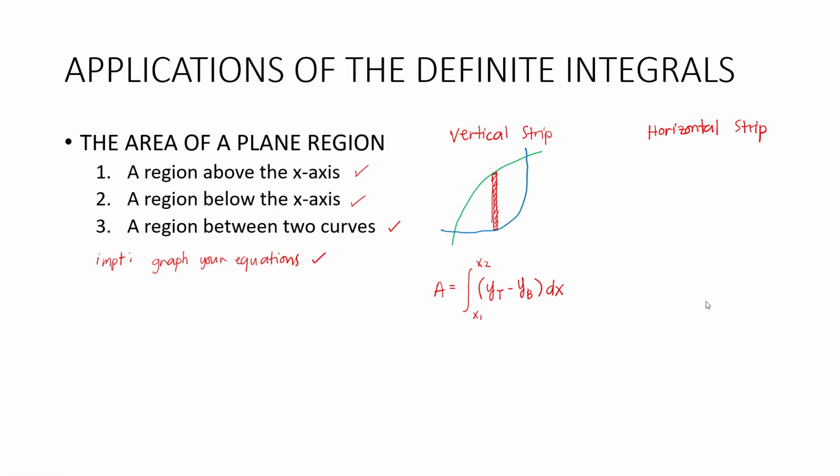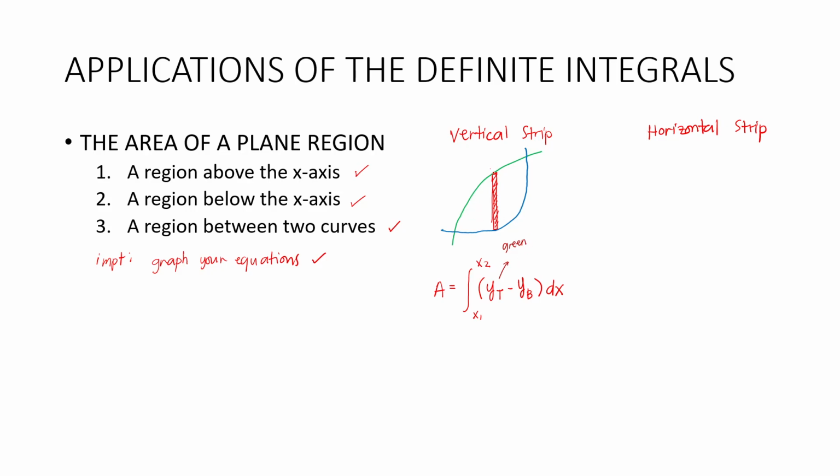So for y top, whatever is the graph that is touching the upper part of the vertical strip, that would be the y top equation. So for example, it is touching the green graph. So this is equal to the green equation in terms of x. That's why it's y top, because our graphs are y equals something, right? For example, y equals mx plus b for a line. For a parabola, it's y equals x squared. So again, in terms of f of x, right?